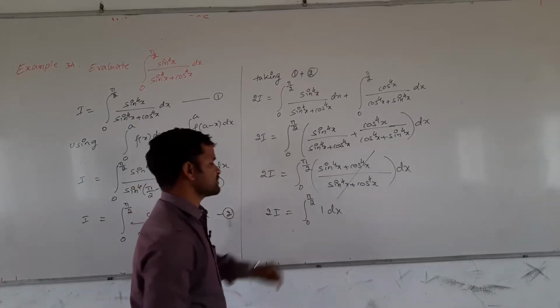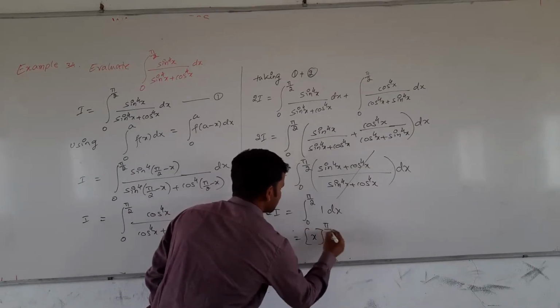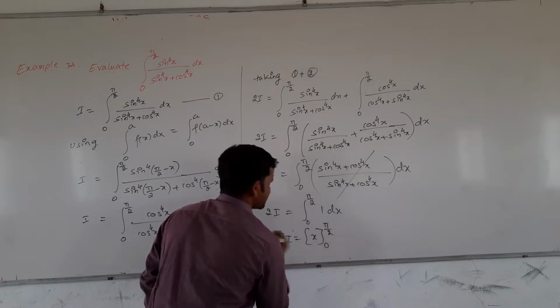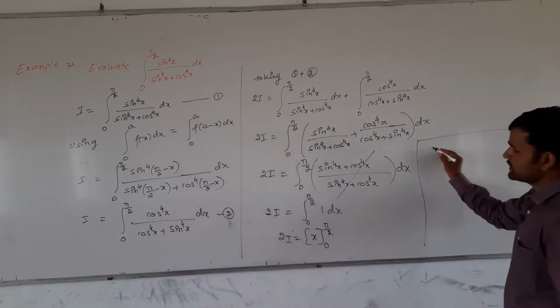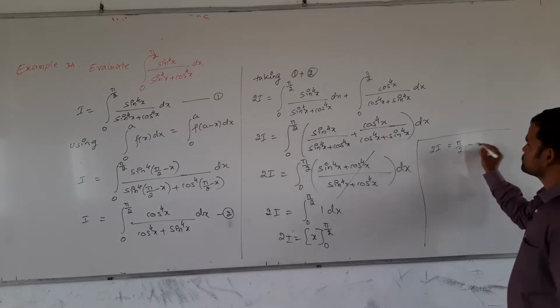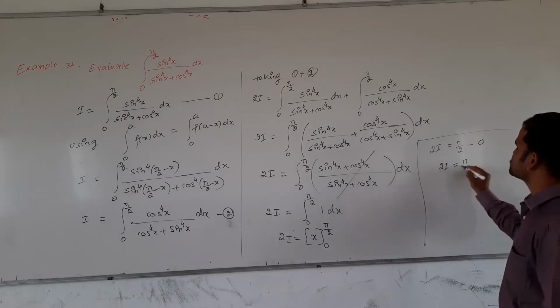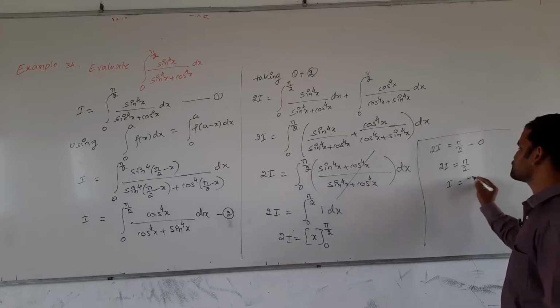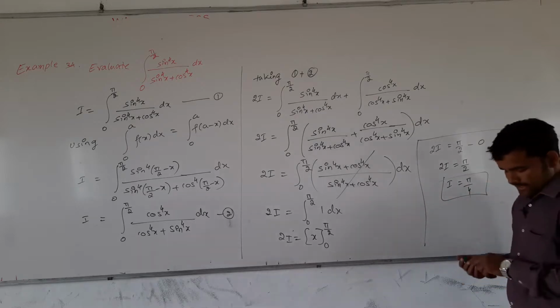Integration of 1 with respect to x is x from 0 to pi by 2. This is 2i is equal to, very simple, substituting the upper limit pi by 2 minus substituting the lower limit 0. We have 2i is equal to pi by 2. Then what is I equal to? I is equal to pi by 4.